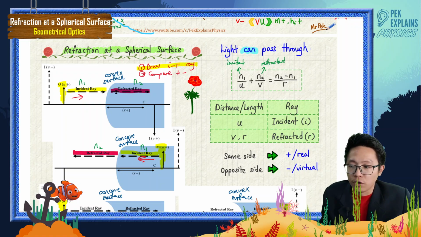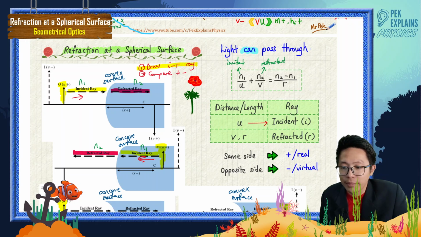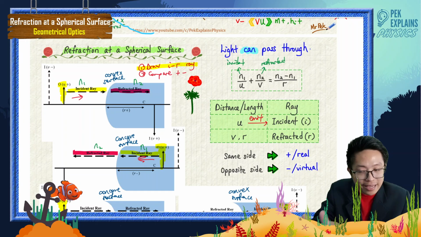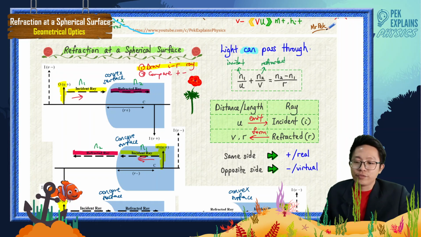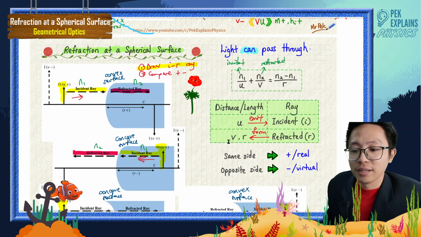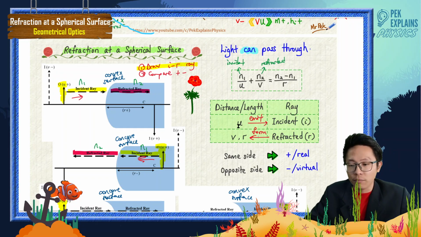Again, for this one, the object distance is compared with the incident ray, because it is the object that emits the light, the incident light, and then the refracted ray forms the image. Understand or not? So if the object is on the same side as the incident ray, it is positive, a real object. If the object is on the opposite side from the incident ray, it is a virtual object.